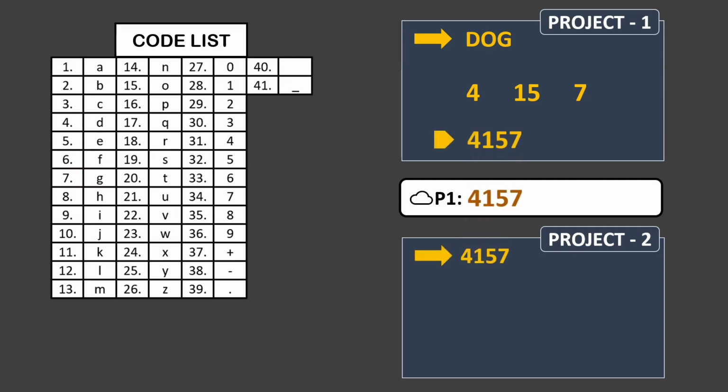So far, so good. However, there is no way to decode this because there are 2 distinct possibilities. 4157 could be dog, but it can also be DAEG. This is the reason why the number of digits representing each letter must be completely uniform. In our case, each number has 2 digits.